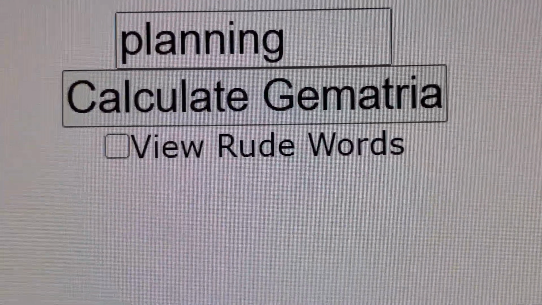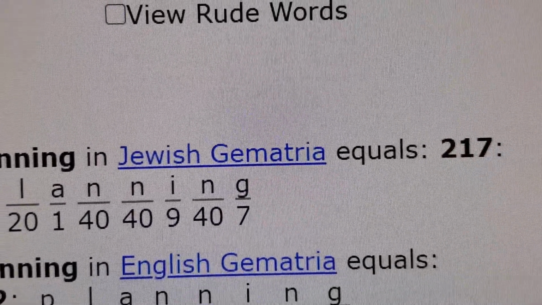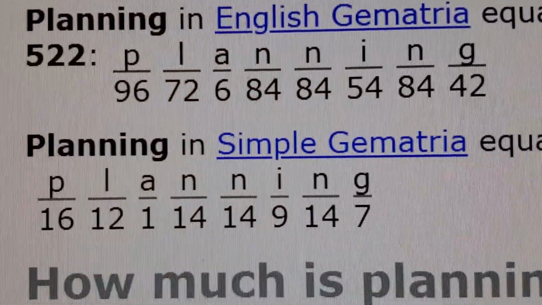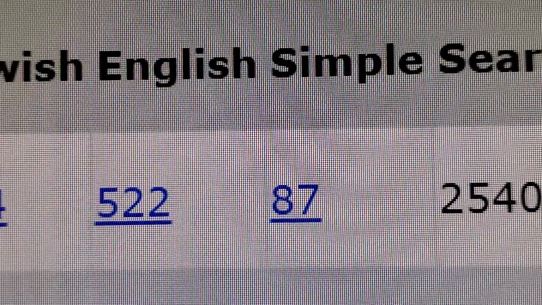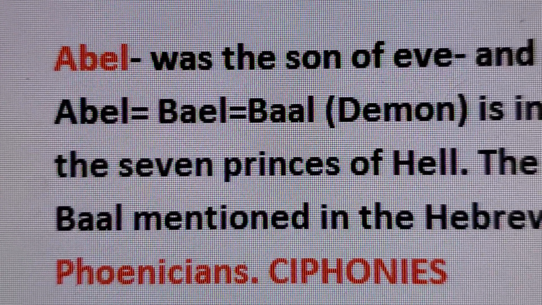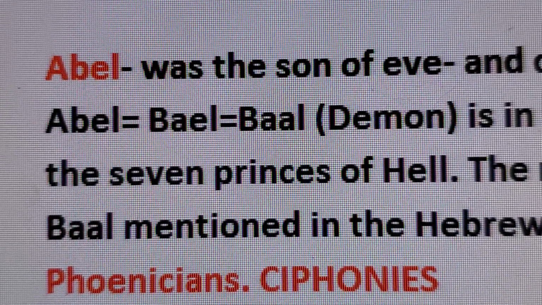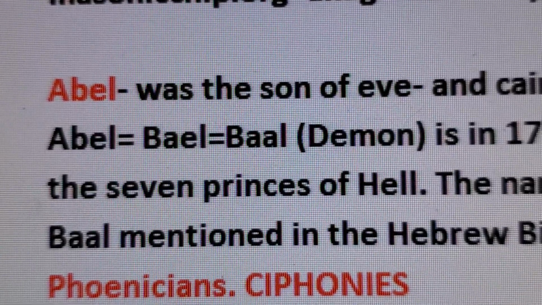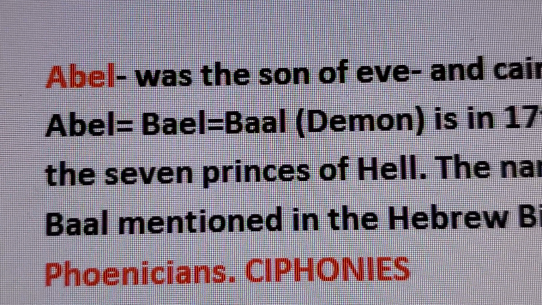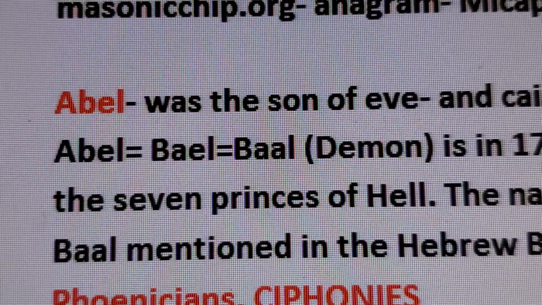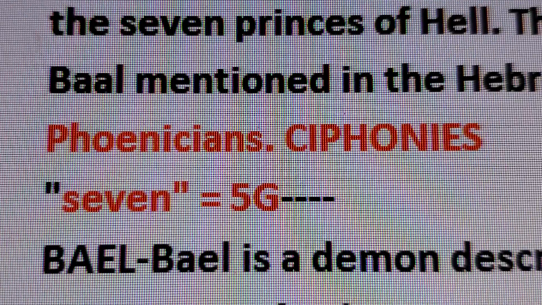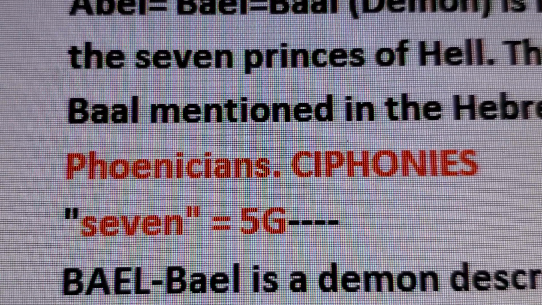And the word planning, when we look at that, planning is 217, 522, and 87. Bill Gates also equals 87. Okay, remember too, you guys, Abel, as in Cain and Abel. So look how they can change the words around. Abel can equal Baal. So Baal is the demon in the 17th century. I think it's Gothic occult writings, one of the seven princes of hell. The name is drawn from the Canaanite deity Baal mentioned in the Hebrew Bible and the primary god of the Phoenicians. I don't know why I have that 7 equals 5G, but it does. But anyhow, we're going to look something up.